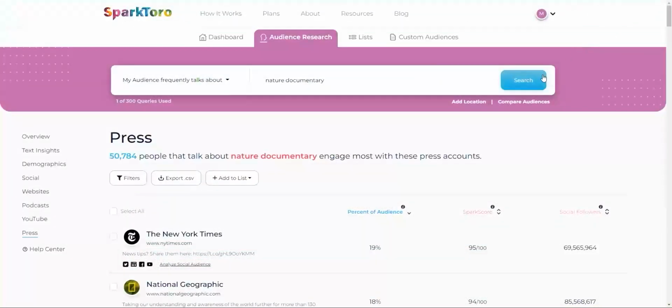This is a quick overview of SparkToro. The ideal way you can use this is to combine different audiences. So I might be creating a documentary film about the wildlife that you might find on the major hikes in the US. We have a nature documentary film audience here, but it's really broad for me. That's not the only one I want to work with.